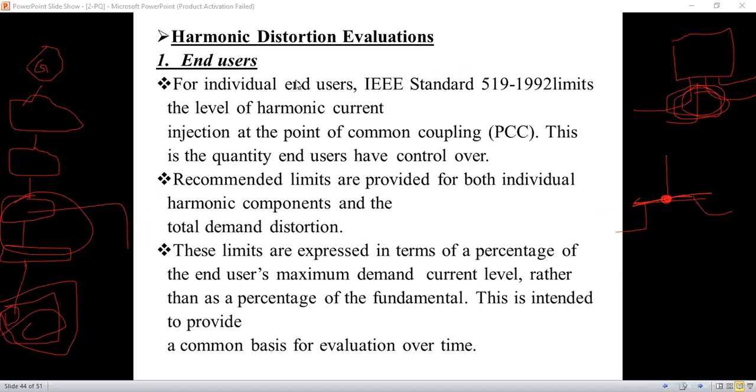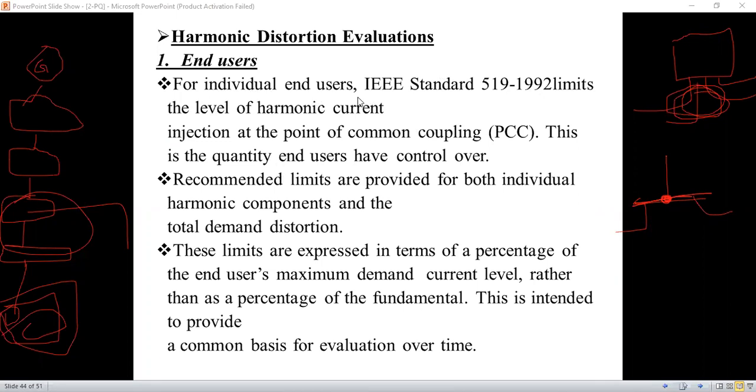The harmonic distortion evaluations we do at the end users, each of us individually being an end user. Based on that, we use the IEEE standard 519, which was implemented in 1992. According to this standard, they have given some limitations on the harmonic current limits, how much current you have to allow. I will show that here.